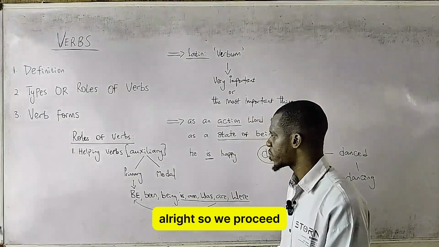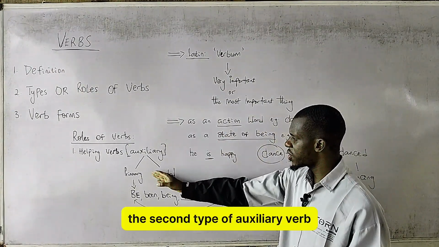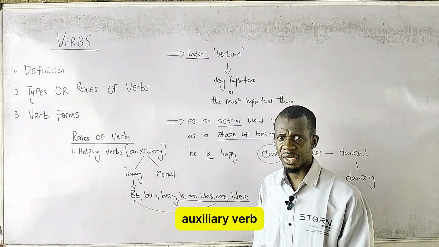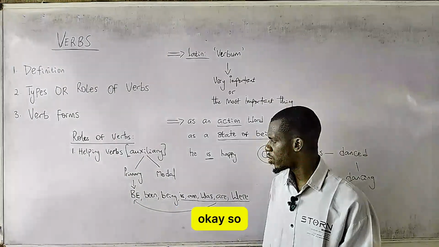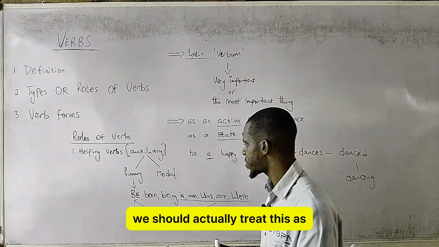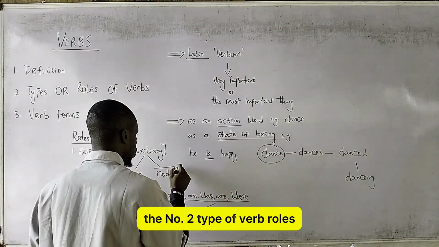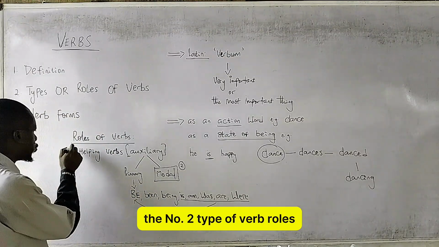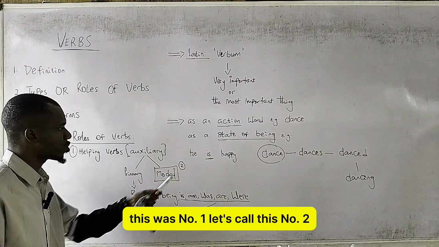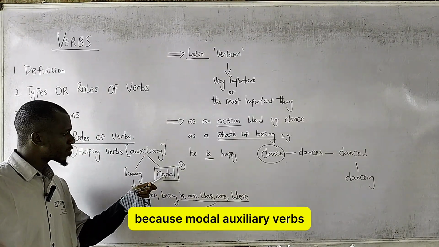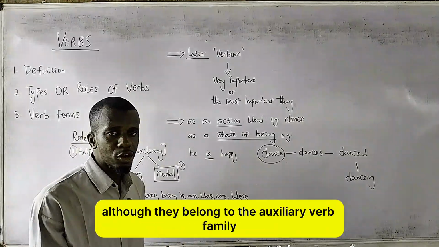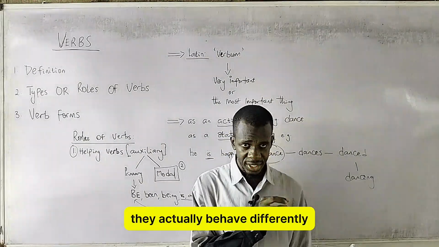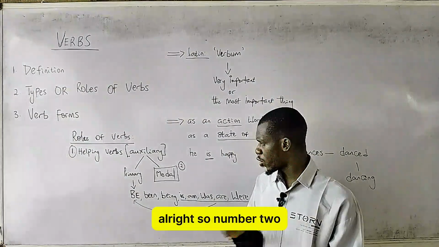All right. So we proceed. The second type of auxiliary verb is what we call the modal auxiliary verb. Okay, so we should actually treat this as the number 2 type of verb rules. This was number 1. Let's call this number 2. Because modal auxiliary verbs, although they belong to the auxiliary verb family, they actually behave differently. All right. So number 2.